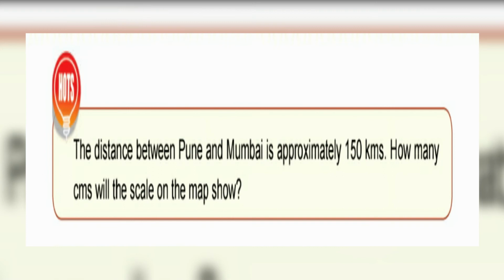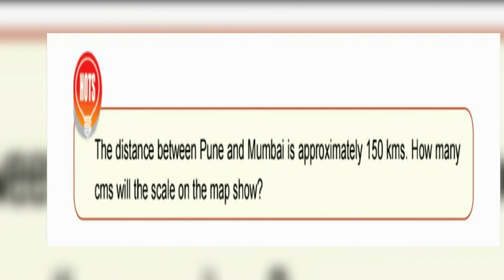Page number 195, higher order thinking questions. See the yellow box. The distance between Pune and Mumbai is approximately 150 kilometers. How many centimeters will the scale on the map show? According to the scale, 1 centimeter is equal to 10 kilometers, then 150 kilometers is equal to 15 centimeters. Scale: 15 centimeters is equal to 150 kilometers.